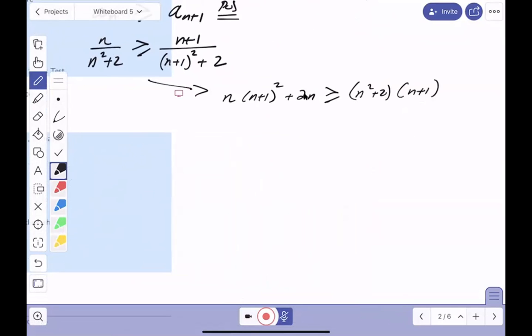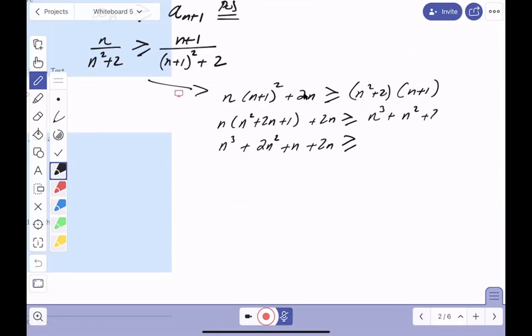Before I move forward, I want to make sure I did that right. So n times n plus 1 squared plus 2n. n squared plus 2 times, yeah, I got to do some work over here. n squared plus 2n plus 1 plus 2n. Boy, more work. n cubed plus 2n squared plus n plus 2n. At least it's work I can do, I'll tell you that. It's going to be n cubed plus n squared plus 2n plus 2. Let me write that down for you.